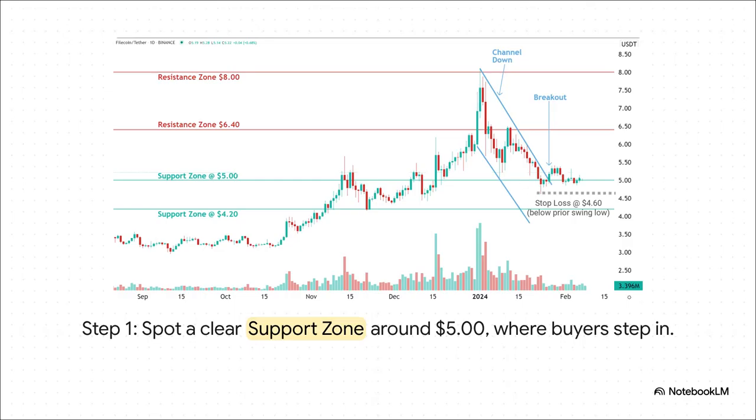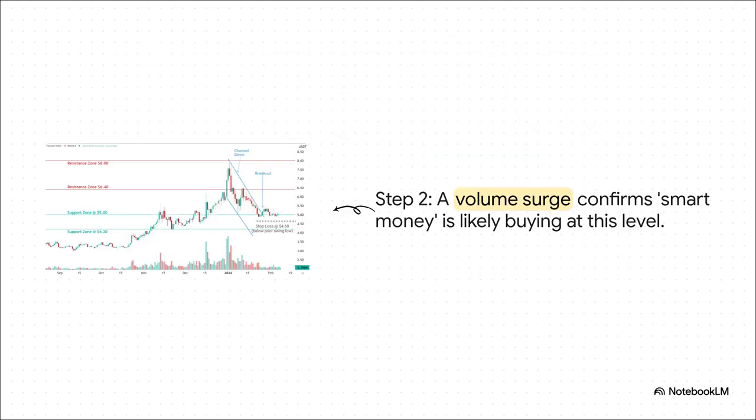All right, so here's a chart of Filecoin. Step 1, we look for those floors and ceilings. And right away, your eyes should be drawn to that $5 level. See that? It's a super clear support zone. The price has come down to that area again and again, and it's held. So that's step 1.